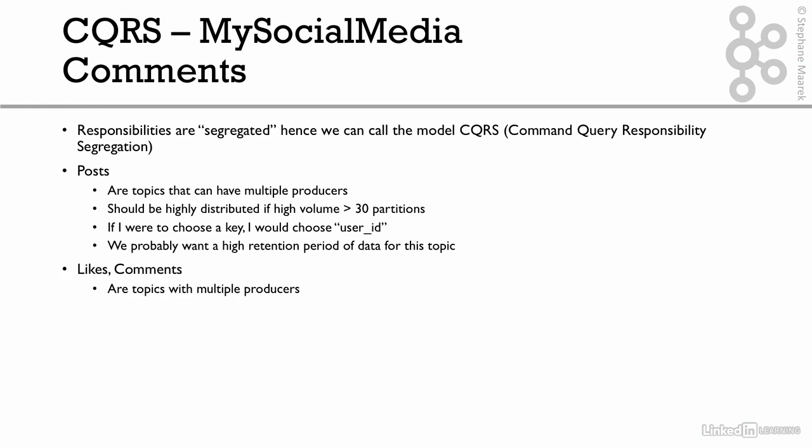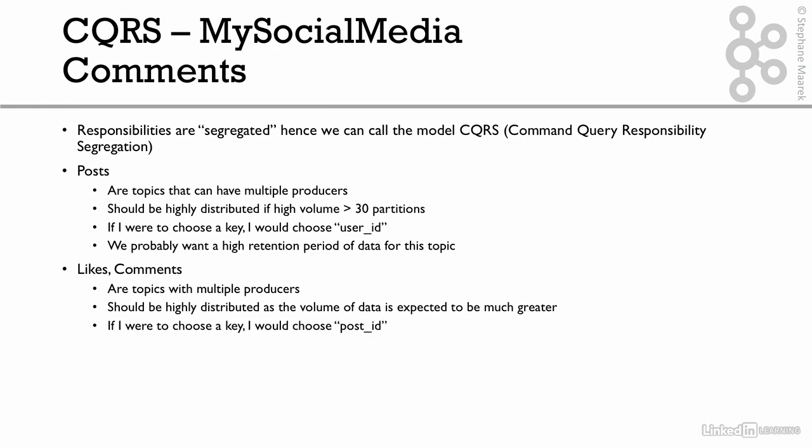For likes and comments, to me, they're topics with multiple producers. And they should be highly distributed because the volume of data is going to be much greater than the posts. So maybe 100 partitions, if it's a big social website, because there are such important feeds. And if I were to choose a key, this time I would choose post ID. And the reason I choose post ID and not user ID is that I want all the likes and all the comments for each post to be in the same partition. That will help my Kafka Streams application to make the aggregation properly.